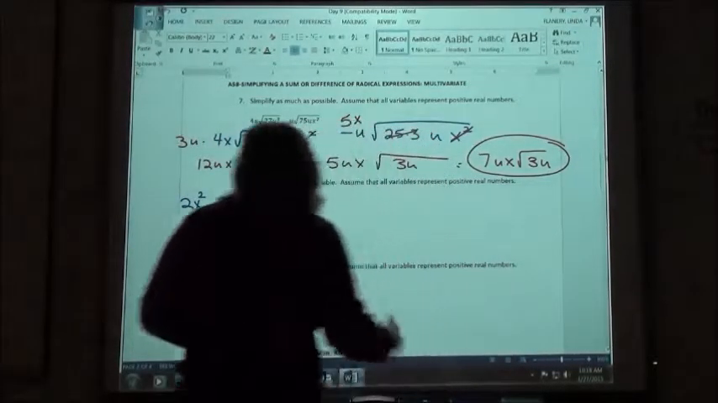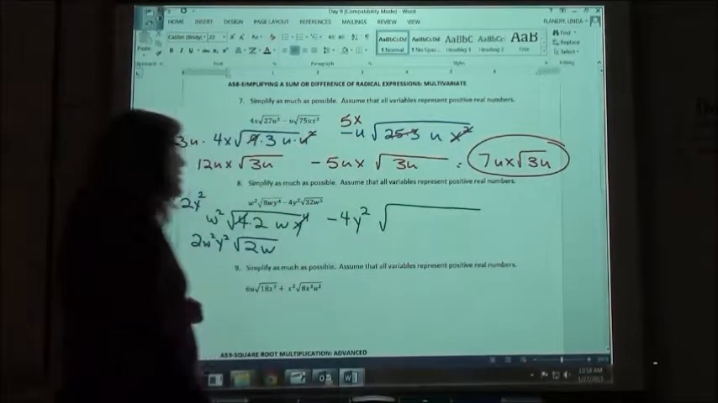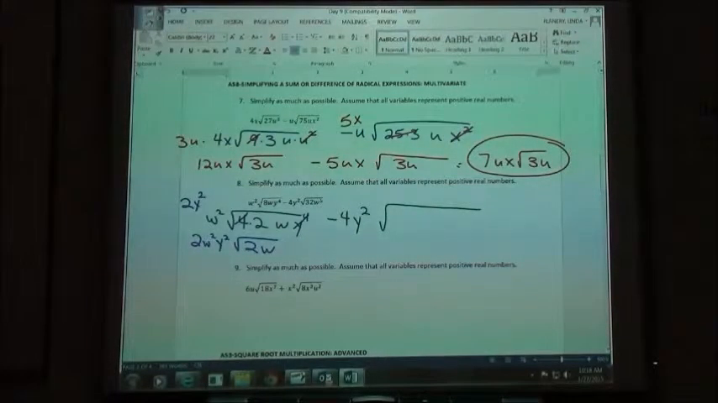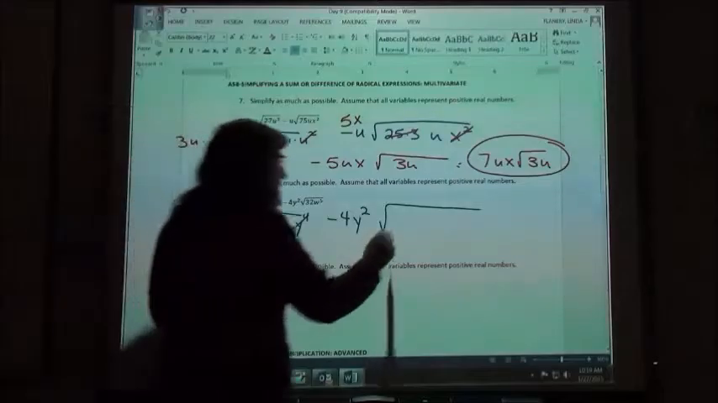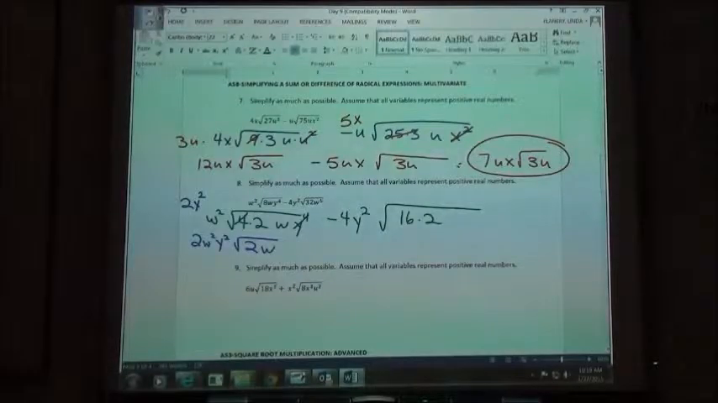Now, on the second part, we've got a minus 4y squared out in front. Then we've got that 32w to the 5th. 32, the biggest perfect square that divides into 32, 16. 16 is my better choice, otherwise I've got a big long problem. Remember doing that one? Okay. So 16 times 2. My w to the 5th. That one has an odd exponent, so I need to fix that.